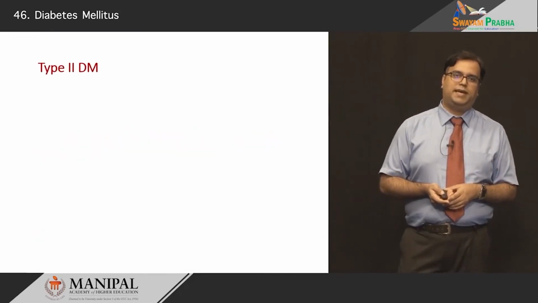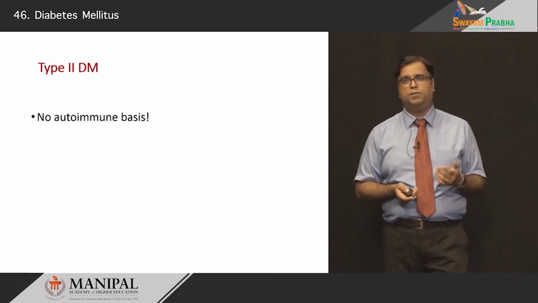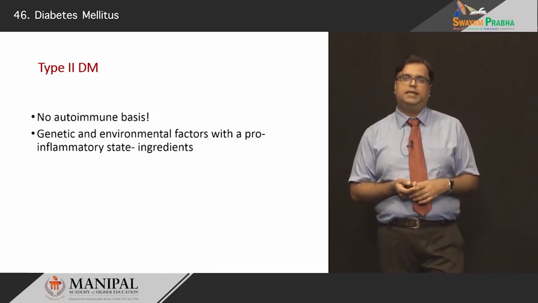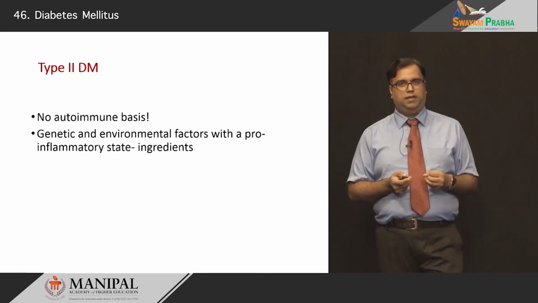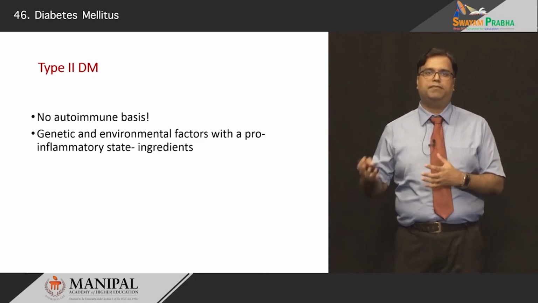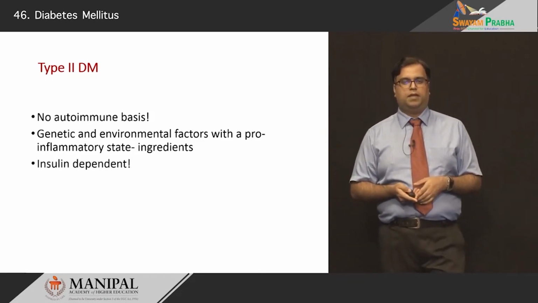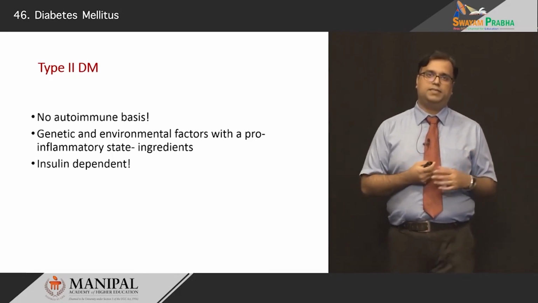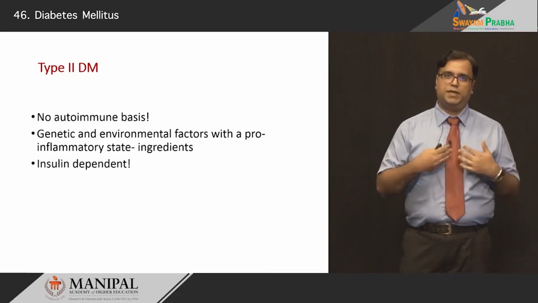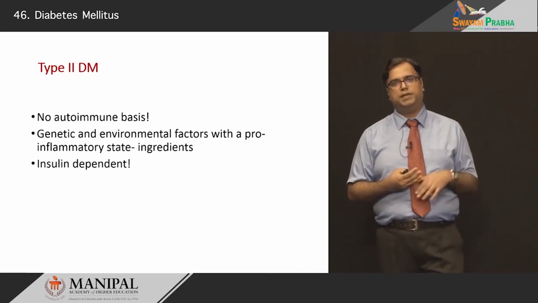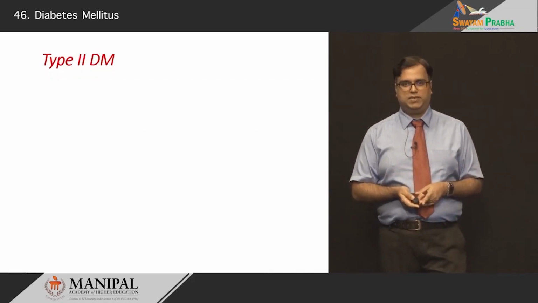Type 2, in contrast, has certain signatures such as an autoimmune disease being almost ruled out. You tend to have an interplay of genetic and environmental factors, but underlying them is a very important state called the pro-inflammatory environment. They also are insulin dependent. Earlier they were called non-insulin dependent diabetes mellitus. Now we know that oral hypoglycemic drugs may not be effective and they have to resort to insulin injections.